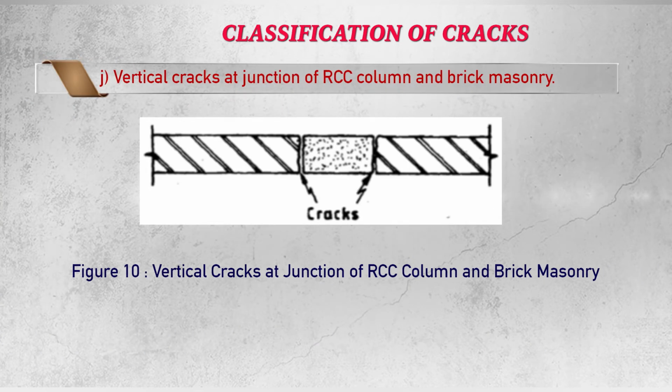Then we move to the next figure, that is figure 10, and in this figure look carefully. What you see is a vertical crack at junction of RCC column and brick masonry. So, here you find a vertical crack at the junction of RCC column and brick masonry.